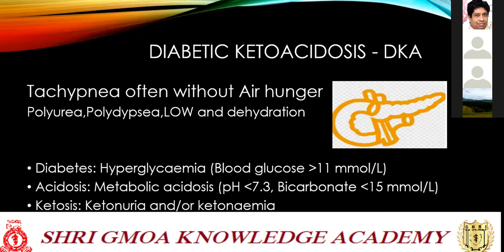How do you diagnose diabetic ketoacidosis? There are three things to fulfill. The first one is a history of diabetes or hyperglycemia, blood glucose level more than 11 millimoles per liter. The second one is acidosis, either metabolic acidosis, pH less than 7.3, or bicarbonate level less than 15 millimoles per liter. Third one is ketosis, either blood ketonemia or urine ketonuria, ketone bodies. Either of them you can use. If these three things are there, that is diabetic ketoacidosis.